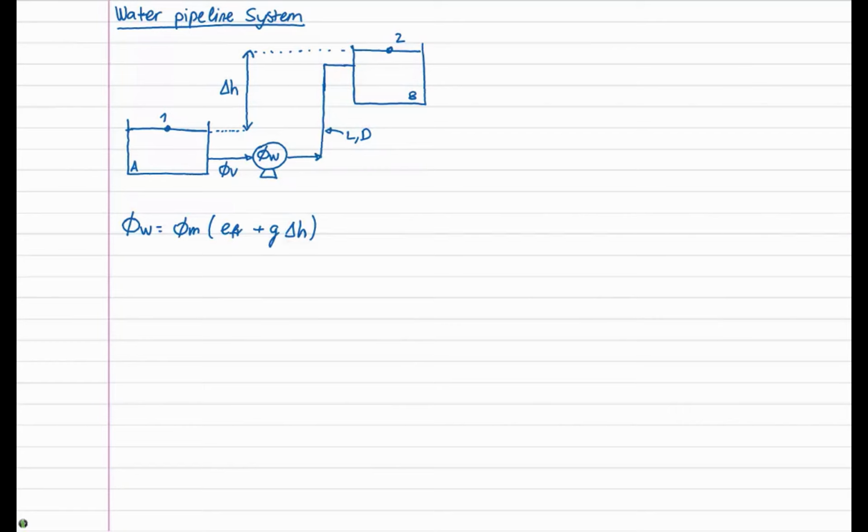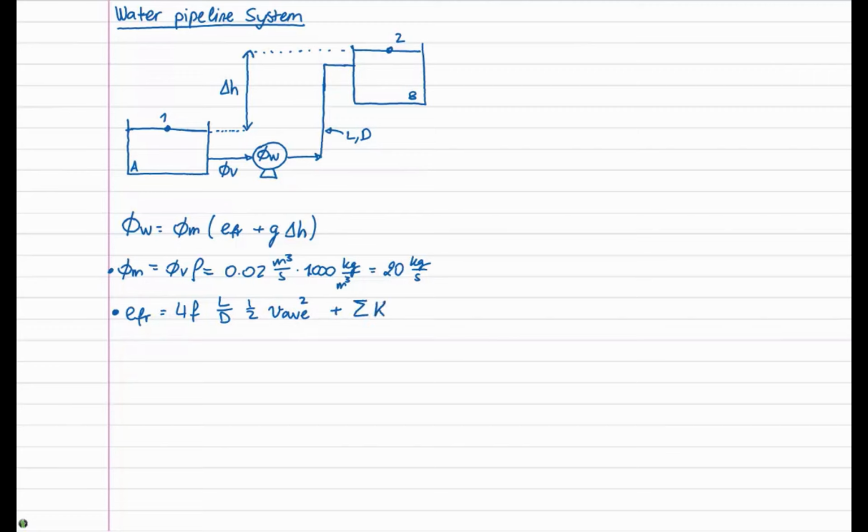Now we need to find values for these parameters, especially for the energy dissipation term. The mass flow rate can easily be found by multiplying the volumetric flow rate with the density of water. We find 20 kilograms per second. The expression for the energy dissipation term due to friction is 4F times the length of the tube divided by the diameter times half the square of the average velocity plus half the square of the velocity times the sum of all loss coefficients. So the ones of the dissipation at the entrance, at the exit, and at the bends of the pipe.